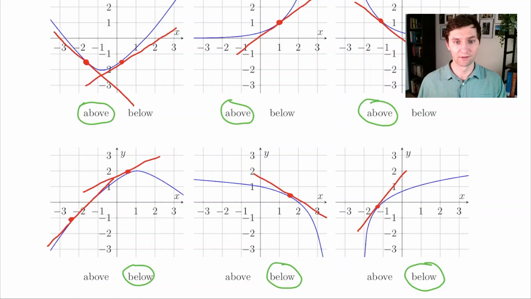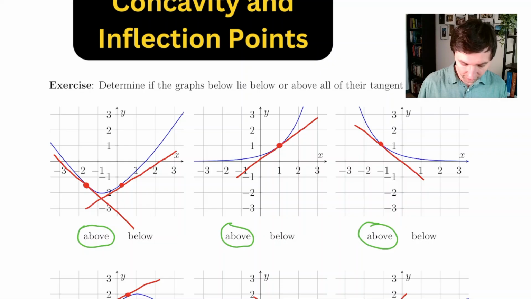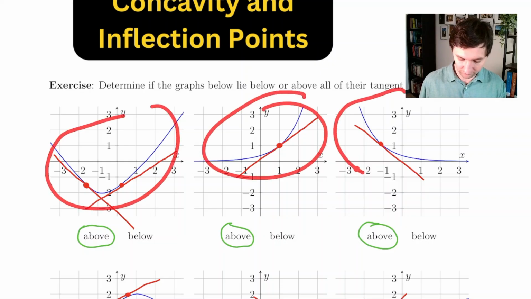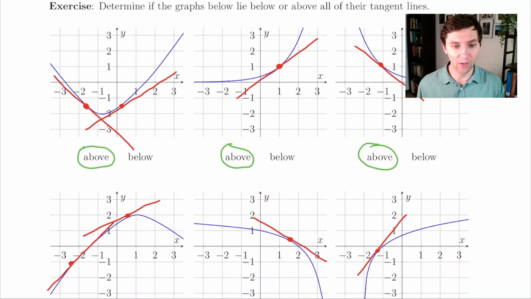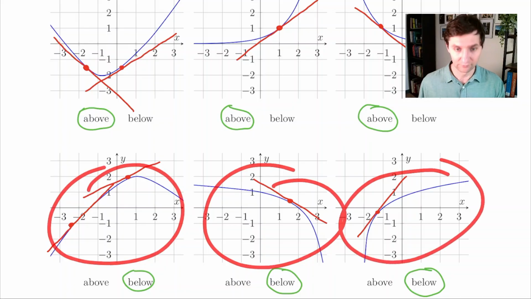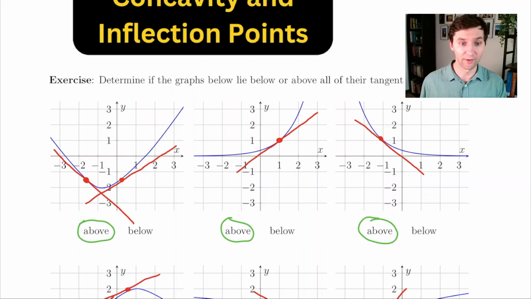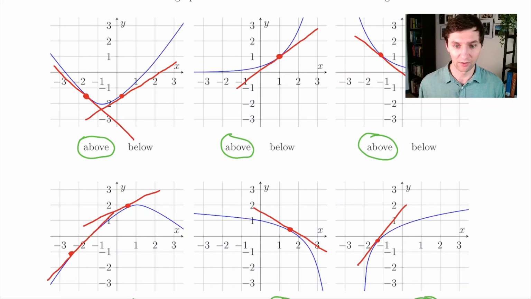The graphs that are above all of the tangent lines, like the first three we saw, are called concave up. The graphs that are below all of their tangent lines are called concave down. A graph that is concave up curves up away from the tangent line. A graph that is concave down curves down away from the tangent line.